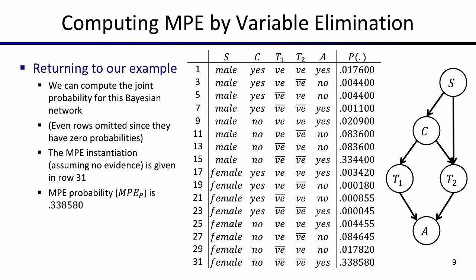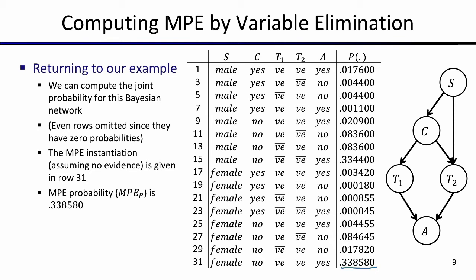And in this case, because the table is large and also because A has a deterministic CPT, we are omitting some rows. These are the even rows, because they have a 0 probability. And if you look at this table, you're going to find in row 31 the assignment with the highest probability. So this is going to be our MPE probability.